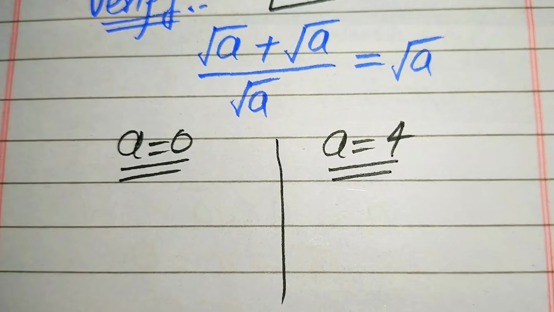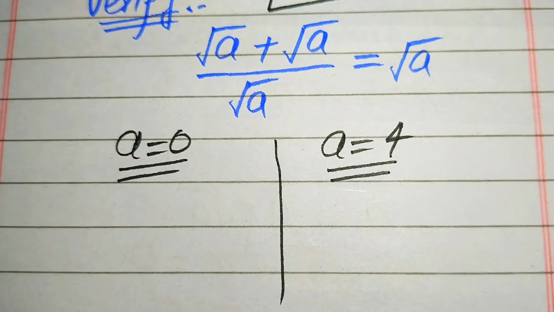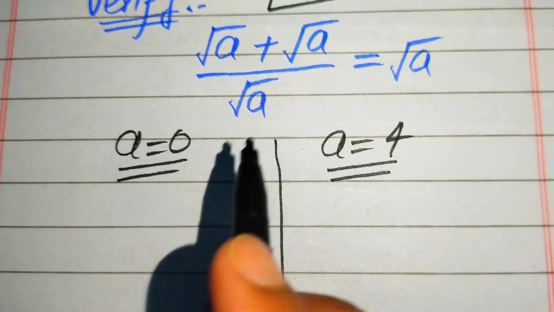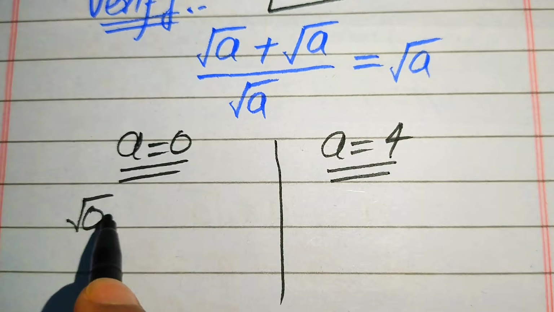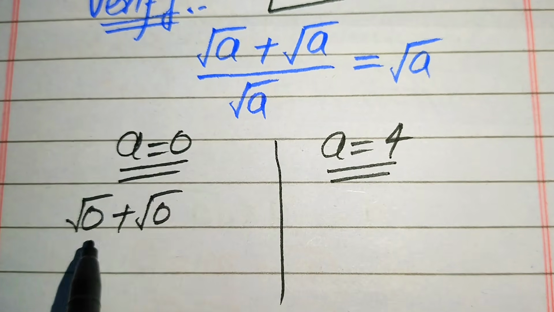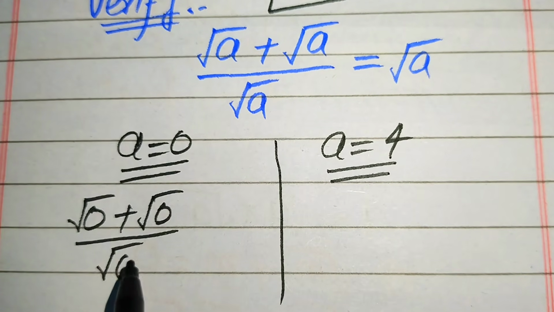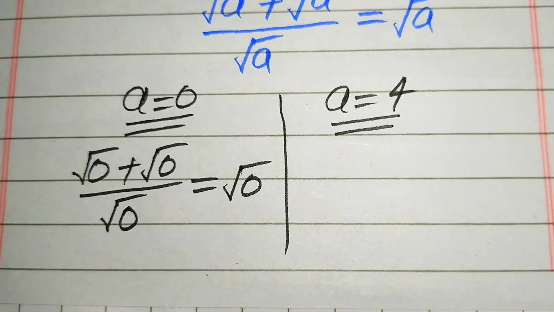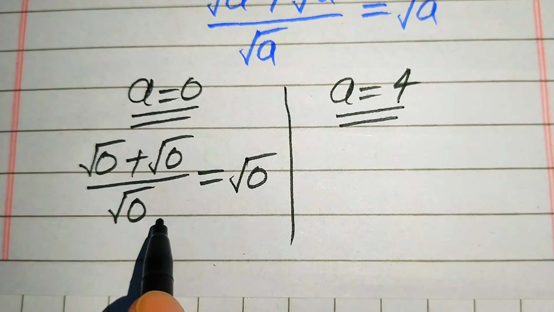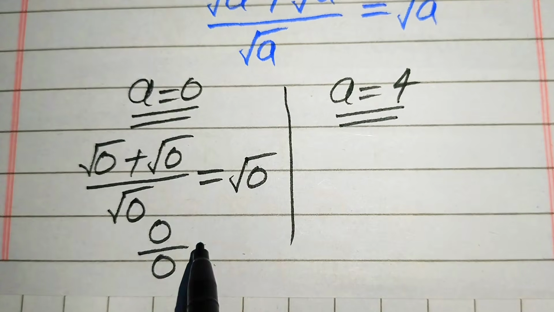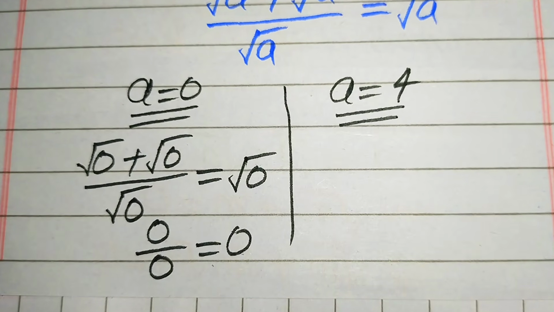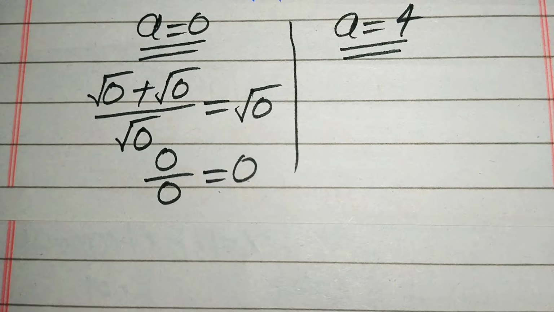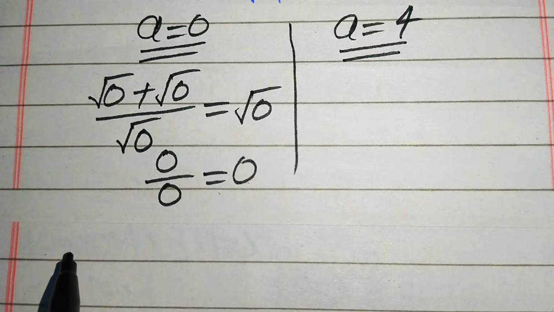So first we substitute a equals 0 on both sides of the given equation. When we put it here, it becomes square root of 0 plus square root of 0 divided by square root of 0 is equal to square root of 0. In the next step, on the left-hand side we have the 0 over 0 form.